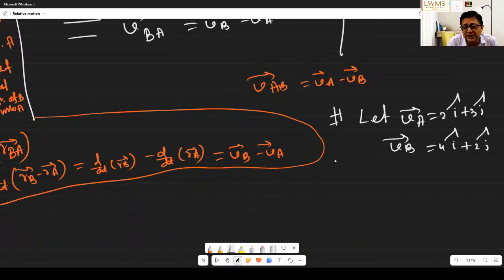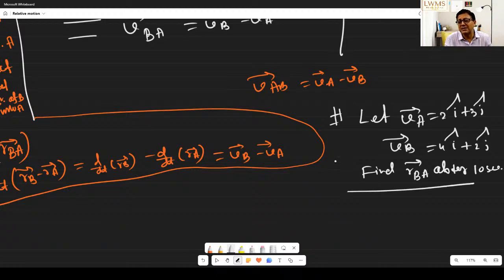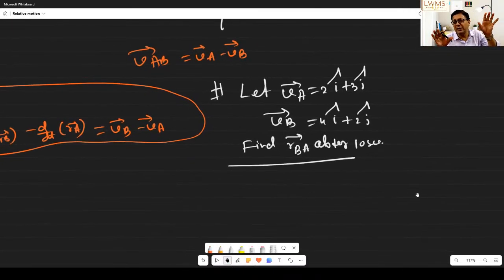Your problem is to find RBA after 10 seconds. All these are in meter per second. Velocities are given in meter per second. You find their relative position of B with respect to A after 10 seconds. See how nicely it can be solved now. Because you all know derivative. You have the idea of vector subtraction. The i, j representation is there. We can do it nicely.